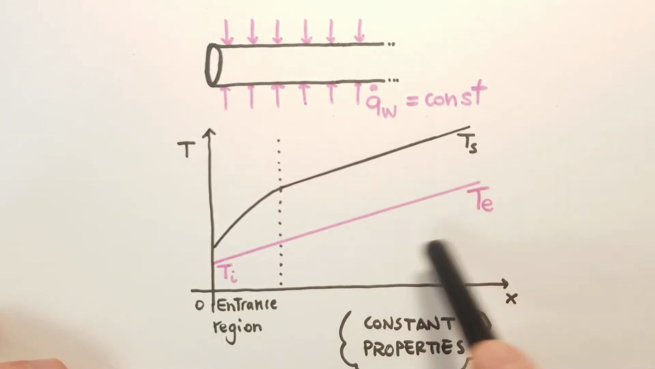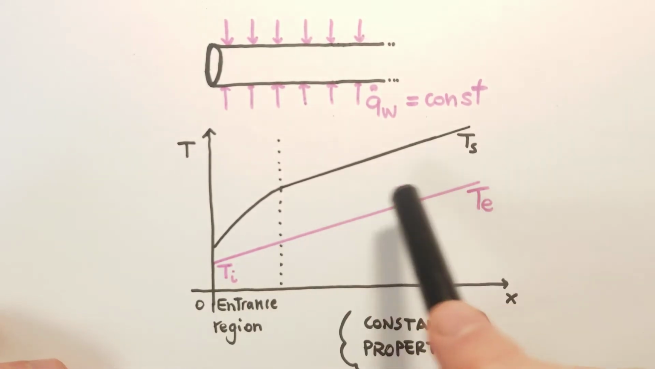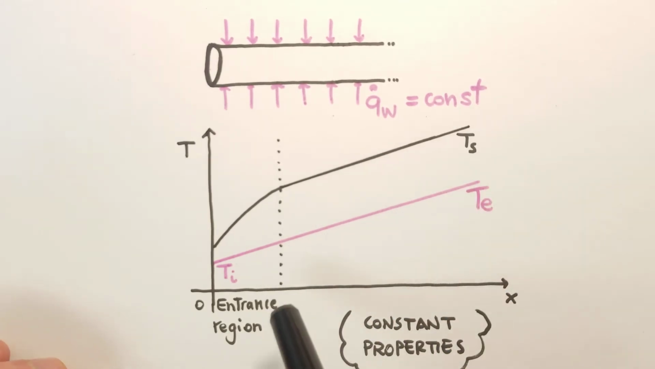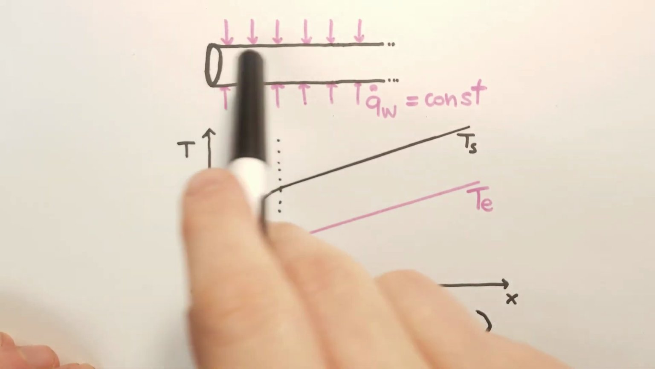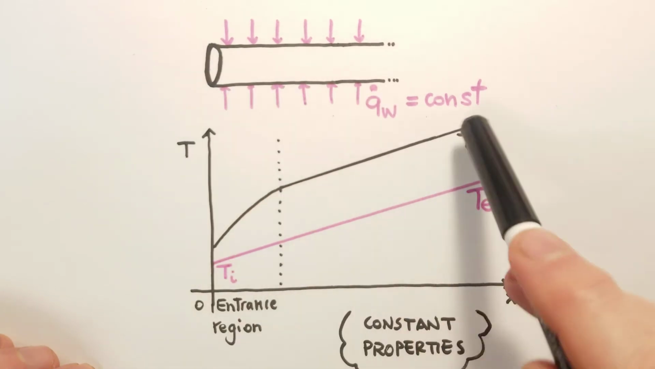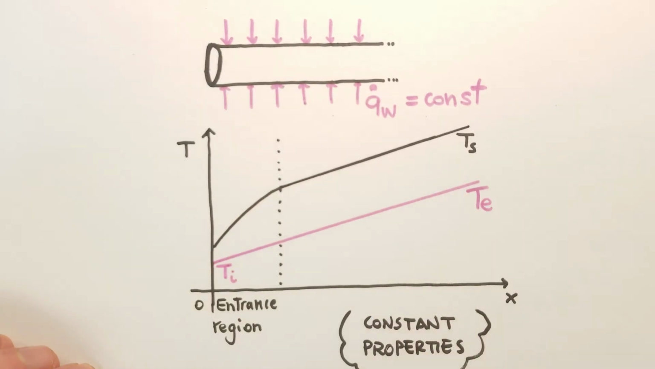So in fully developed conditions, we have the same growth of Ts, the surface temperature, and Tm. So they both grow at the same rate. But of course, we are warming the fluid from the boundary, from the wall, so the surface temperature is larger than Tm, the mean temperature. And of course, the linear growth is true for the mean temperature also in the entrance region. And this is true only if you have the assumption of constant properties.